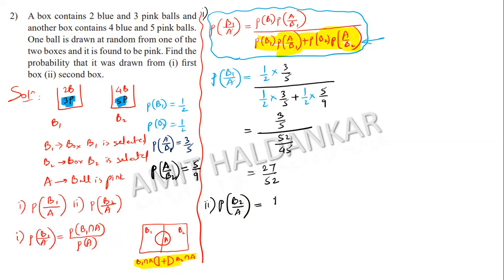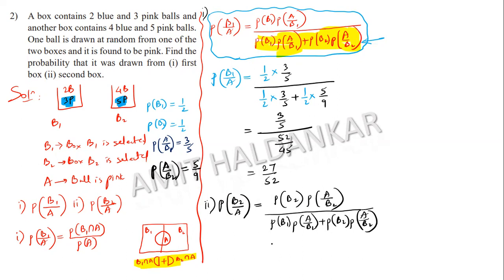That is P of B2 into P of A by B2, divided by the total probability, which you already found out, P of B1 into P of A by B1 plus P of B2 into P of A by B2. Now if I calculate this, what will I get?